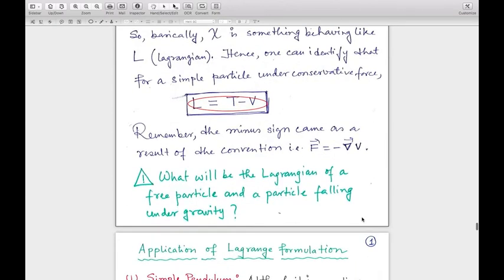Now a simple question: what will be the Lagrangian of a free particle, and of a particle which is falling freely under gravity? One is a force-free particle and one is falling under gravity. You just think about this.